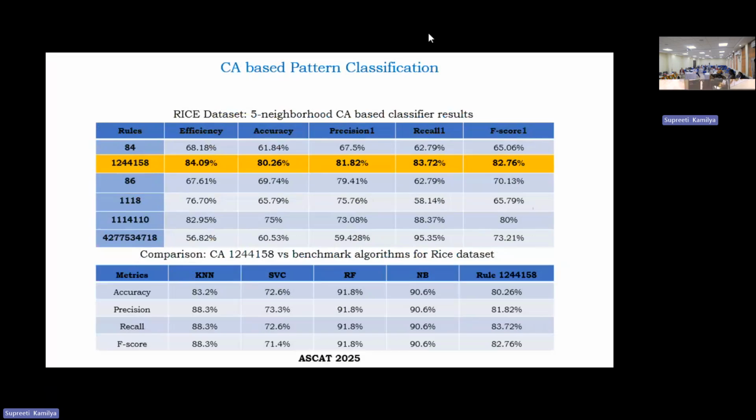Here you see, everything is 90. It depends on the data set. What is the quality of the data? For this data set, how many classes are there? Okay, so only two classes you are taking here.